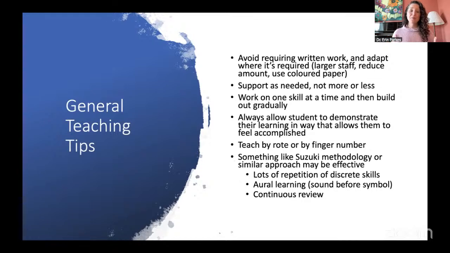Be careful to support as needed, but not more or less than is needed. So in education, we talk a lot about the zone of proximal development, which means being on the edge of what the student can learn independently and just pushing a bit beyond and a bit beyond and a bit beyond. So you're right on the edge of what they can do. And once you get them to the point that they can do that new skill independently, you push a little bit more, giving them support. And once they've got that, pushing a little bit more.